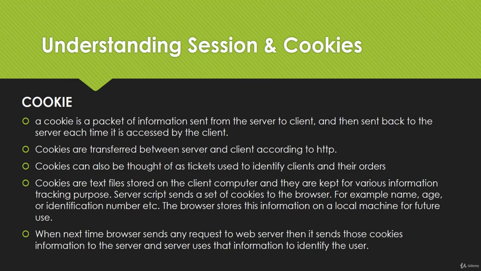Cookies are text files stored on the client computer and they are kept for various information tracking purposes. A server script sends a set of cookies to the browser, for example name, age or identification number, etc. The browser stores this information on a local machine for future use. The next time the browser sends any request to the web server, it sends those cookies information to the server and the server uses that information to identify the user.